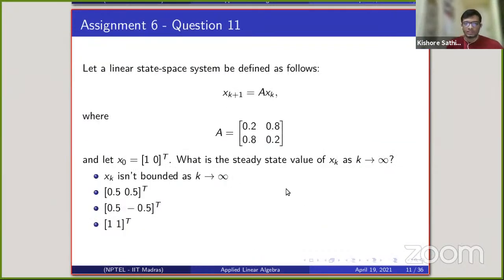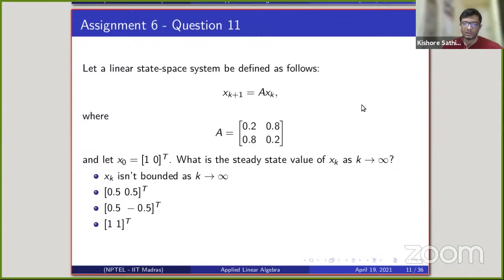Okay, so I think this is the last question for assignment 6. Let's look at a crucial application of the linear algebra that we have discussed in the first 6 weeks, which is the linear state space system. We have any vector xk, and we apply A to it, we get our xk plus 1. A is an operator, and we have been given this A: 0.2, 0.8, 0.8, 0.2.